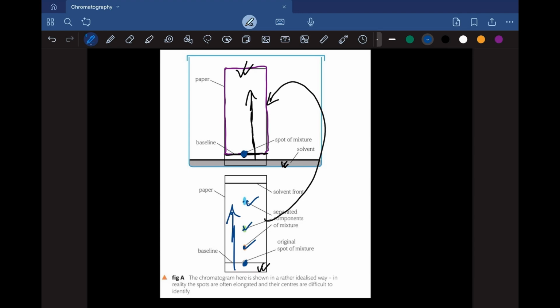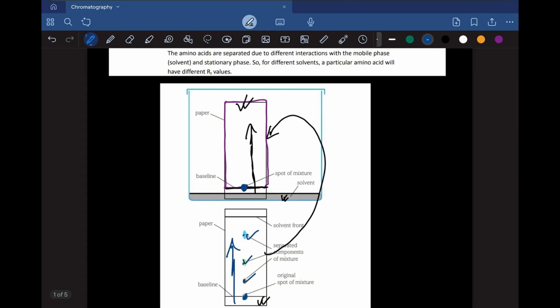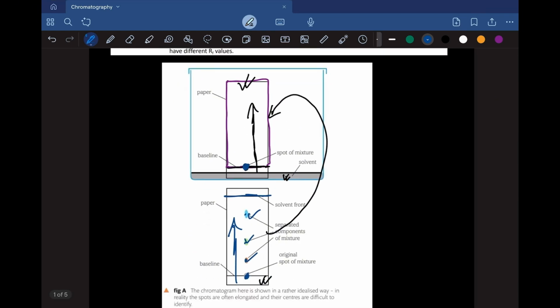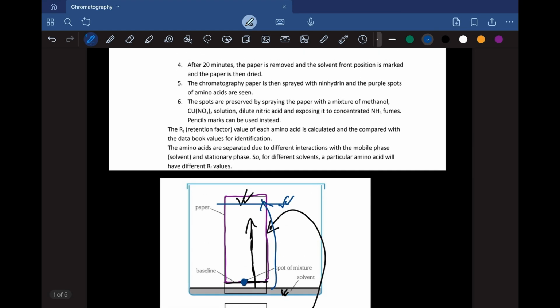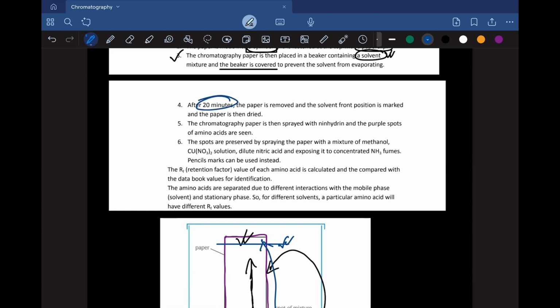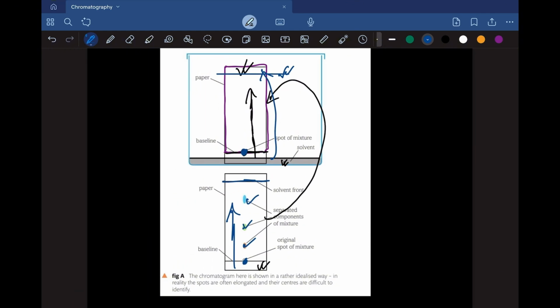Of the paper. Okay, and this is where the solvent front has reached. From this position to this position, it will reach right here. This is the position at which the solvent front will reach in these 20 minutes, where we will wait for the 20 minutes. Now these are the positions at which different components of the spot have reached.